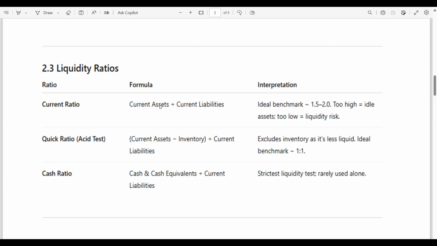The current assets figure is 90 and the current liabilities are 100. So it's up to you. You have to calculate the difference and tell me the logical reason. I have explained all the hints. Okay. Now cash ratio. Cash and cash equivalents divided by current liability. Strictest liquidity test, rarely used alone.